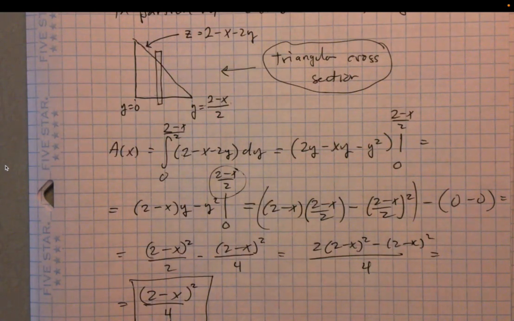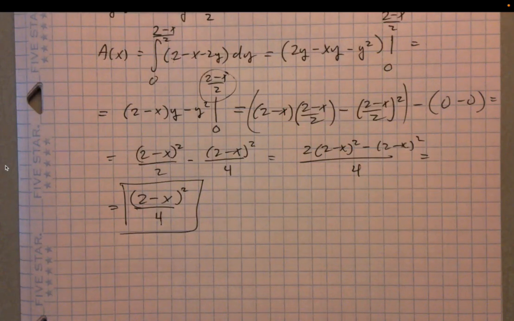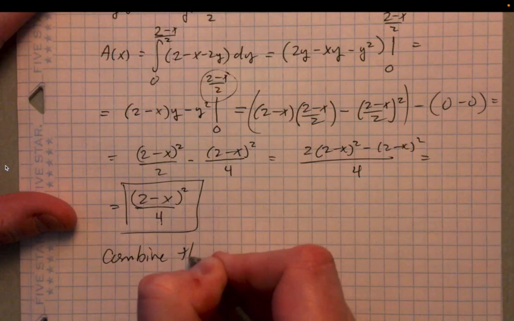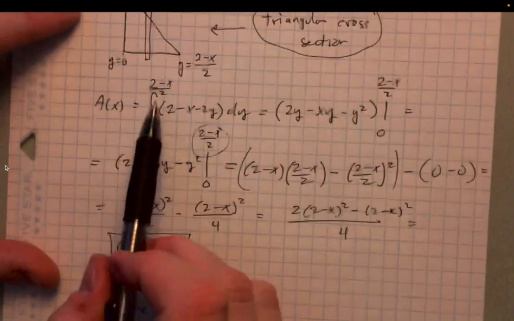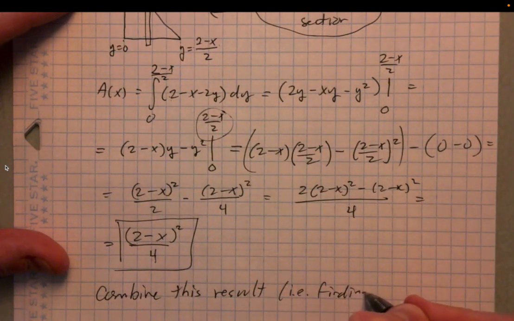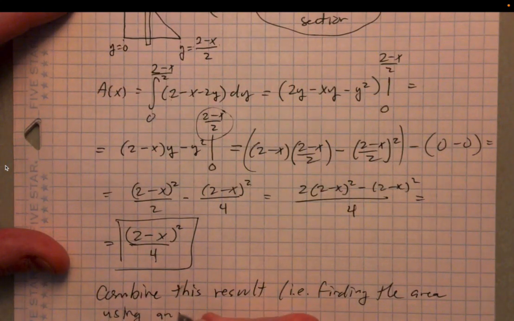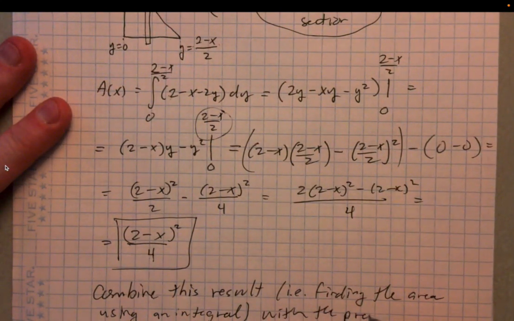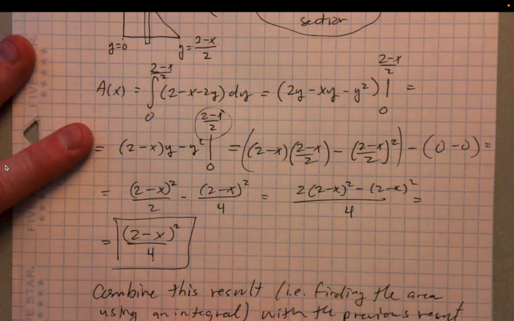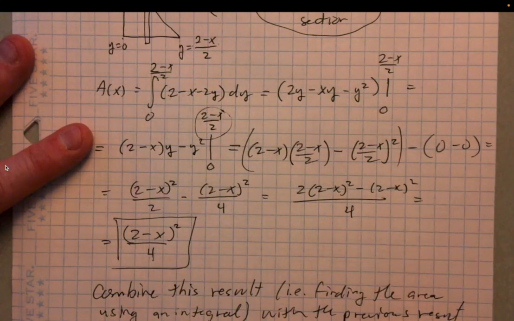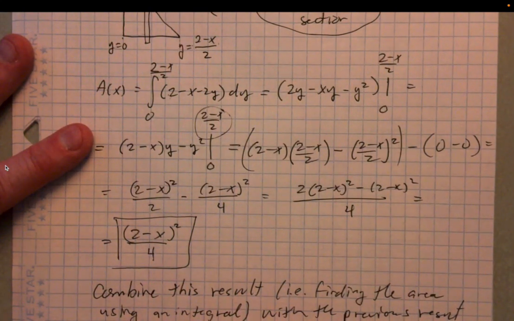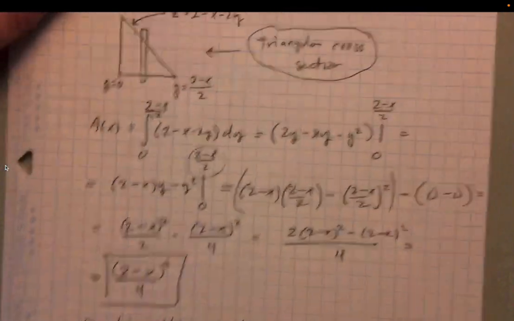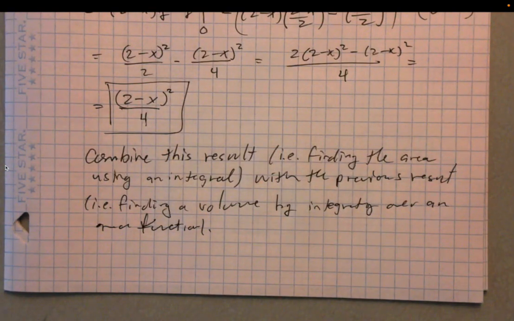Okay. So then the idea here is for the iterated integrals to combine these previous two results. So combine this result, i.e. being able to find the area using an integral, with the previous result where we found the volume, i.e. finding a volume by integrating over an area function. Okay, sorry about that. So combine this result with the previous result and you get what we're after.